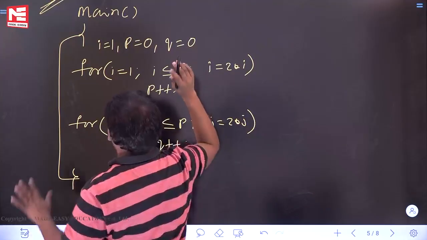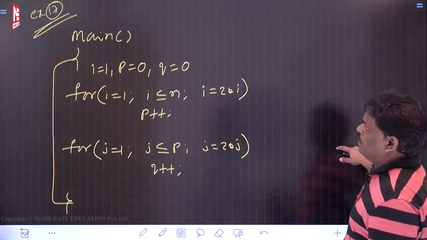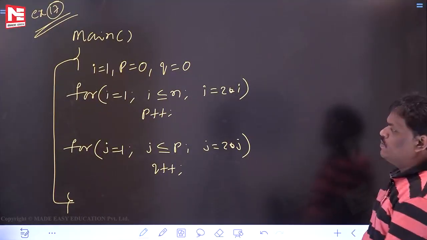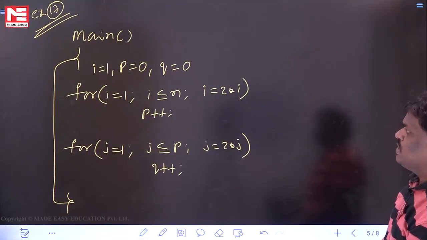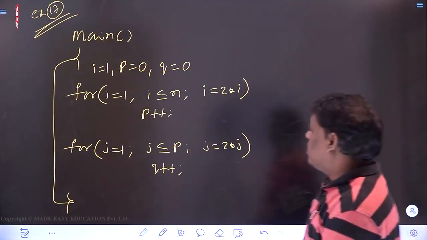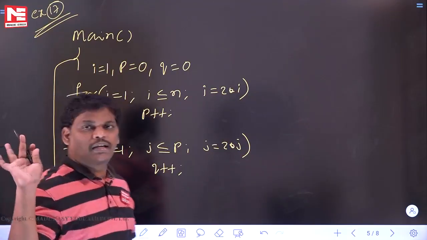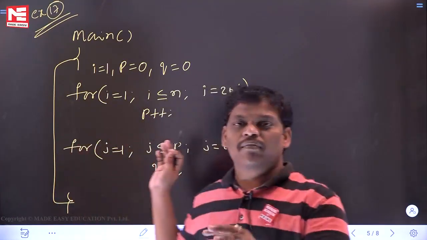Q is also initially 0. It is the current status. This is the given problem. So see the problem. This is the problem which is there in the previous papers. I is equal to 1, P is equal to 0, Q is equal to 0. Don't bother about syntax error, semantic error. It is one of the problems in the given previous papers.